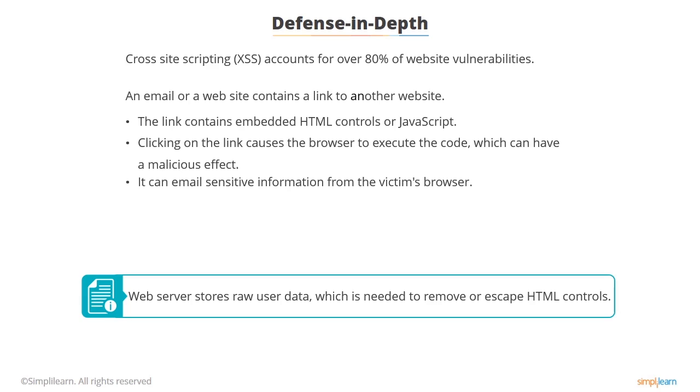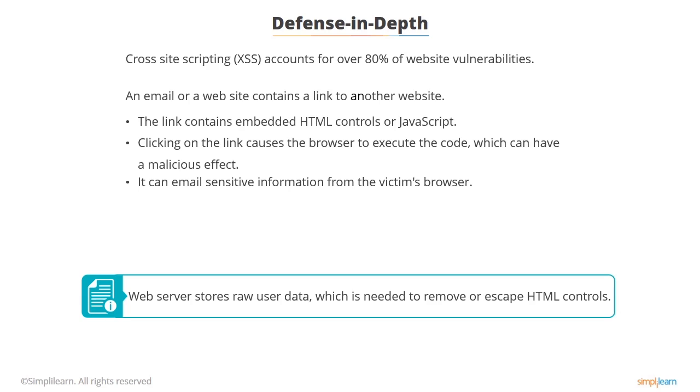One aspect of defense in depth is associated with cross-site scripting, or XSS. It accounts for over 80% of website vulnerabilities. The idea of this is quite simple. You have a link on a website. The link points to a document which has embedded HTML controls or JavaScript. When you click on the link, the browser loads the page and executes the code. The code can have malicious effect. It can get information from the browser or even from the host computer.